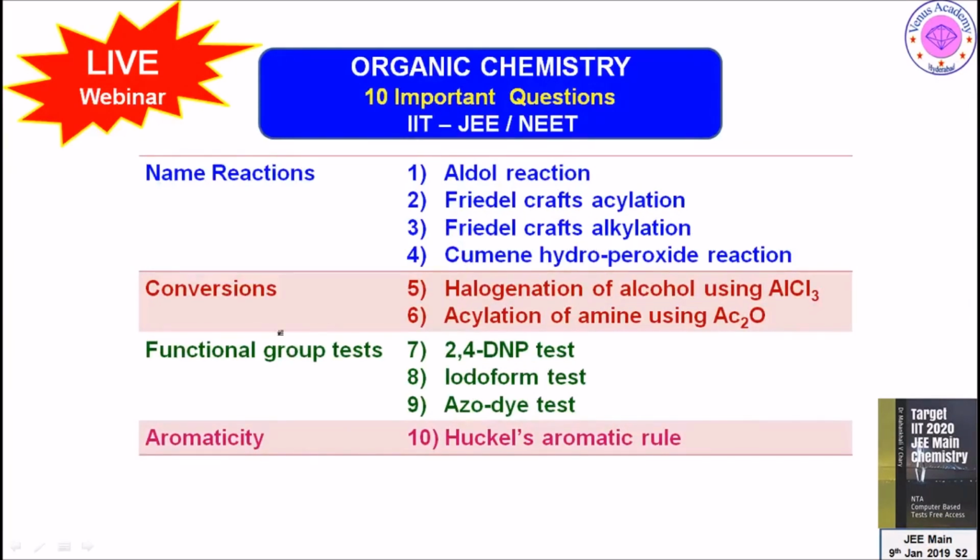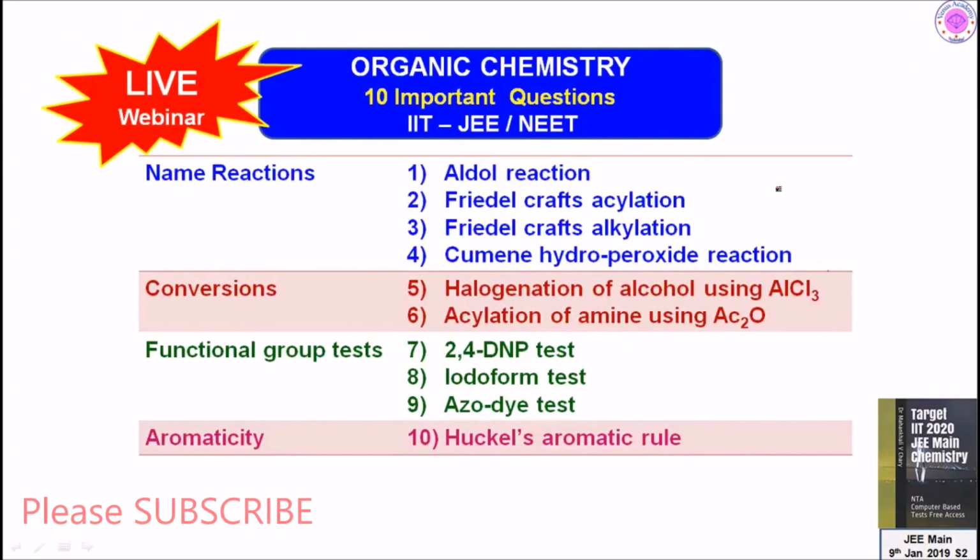At the same time, we are going to learn some conversions: halogenation of alcohol using aluminum chloride, acylation of amine using acetic anhydride, and functional group tests: DNP test, iodoform test, azo dye test, and aromaticity, that is Huckel's aromatic rule.